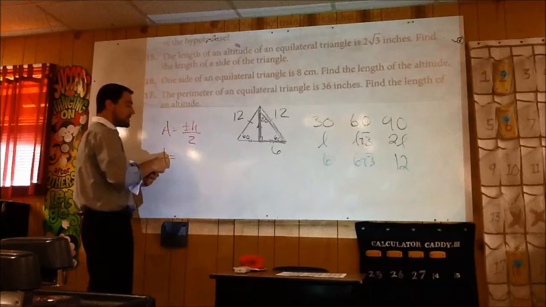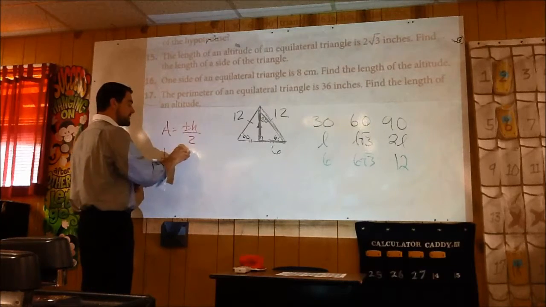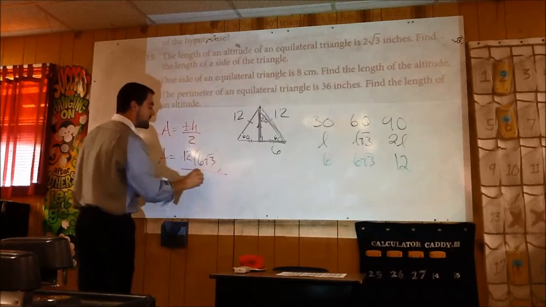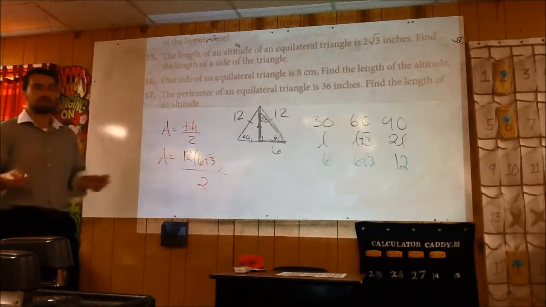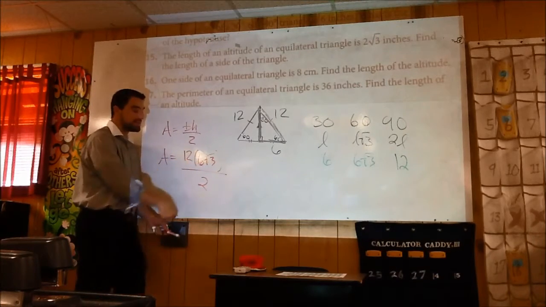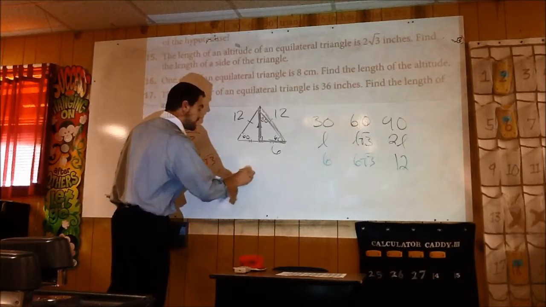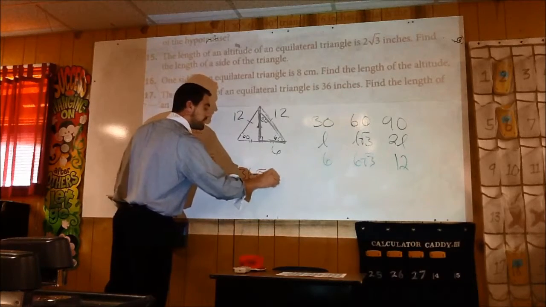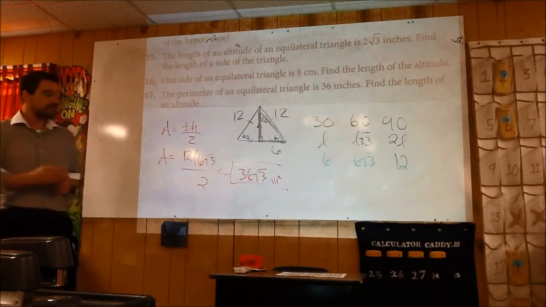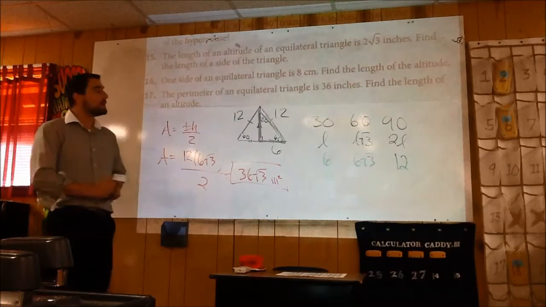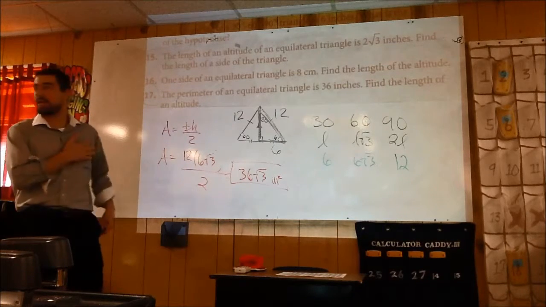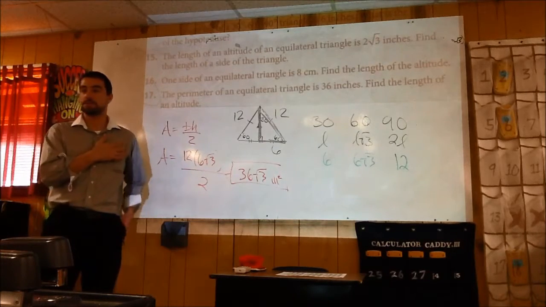So the base is 12 units long. My height we just figured out using the 30, 60, 90 triangle ratio is 6 square roots of 3, and we're going to take that product and divide by 2. 12 times 6 is 72, divided by 2 is 36. So I have 36 square root of 3. Please make sure you have the correct units. That area is measured in square units. So this is square inches. Any questions about number 17 on the SpringBoard page?